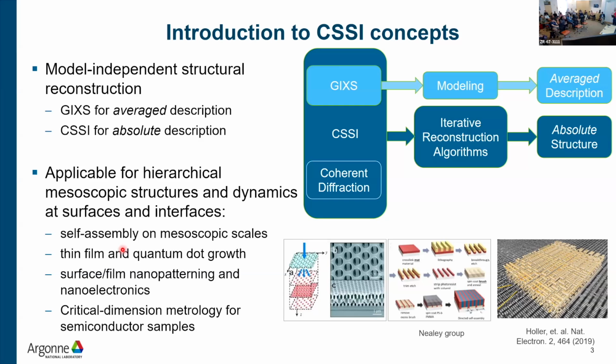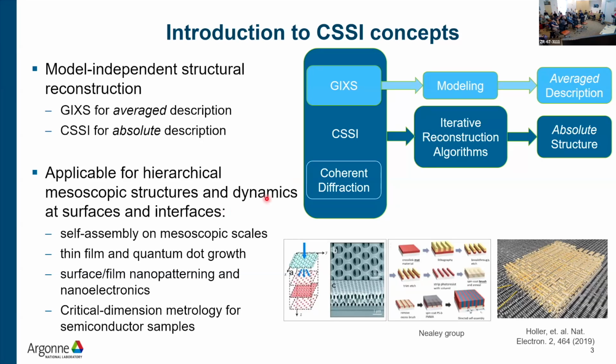You calculate them, then you enrich over area or over time scale to get information. But these are statistically enriched. CSSI is basically you take advantage of the coherent diffraction imaging method plus its iterative reconstruction algorithm. You can get an exact structure on the surface instead of statistically enriched information.